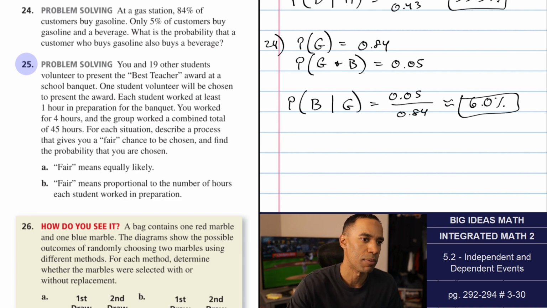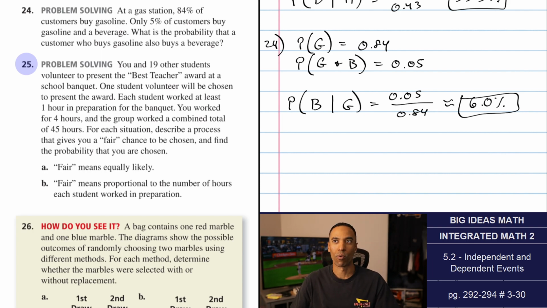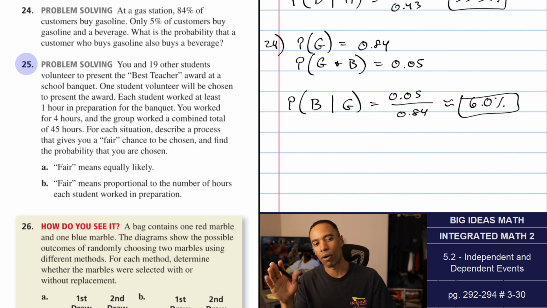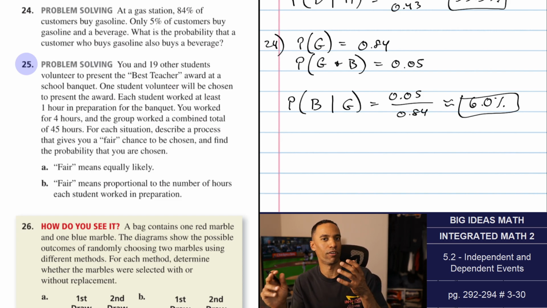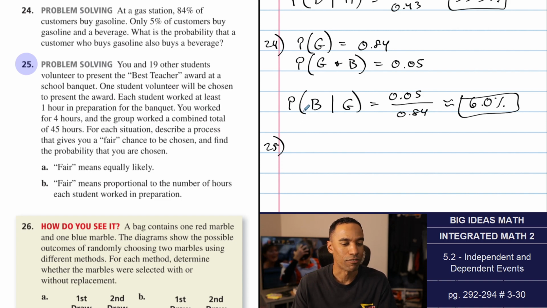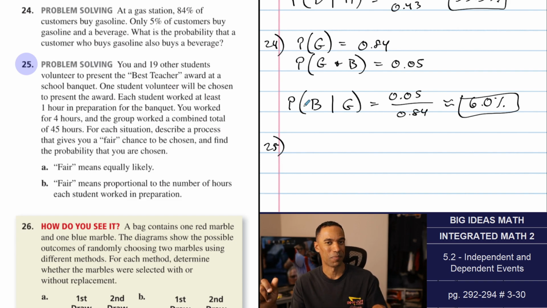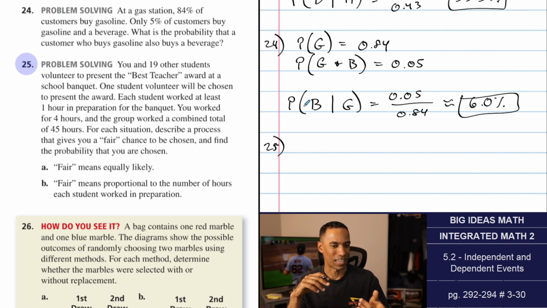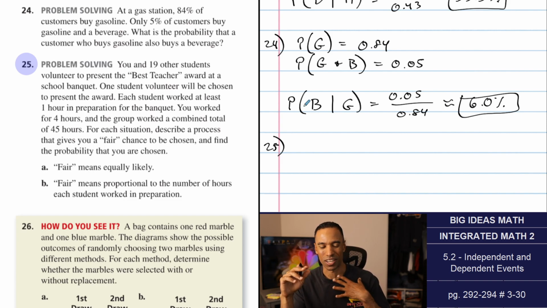I think the idea behind the fairness is, hey, if I worked half the time, then I deserve a 50% chance of going up there. Or, hey, I did all the work, so I should go up there. So you did 4 hours, and you get a 4/45 chance. That's the thought process to me here. Oh, sorry, they have two different ways to say fair. That's part B, so what I just said is part B. I did not read that at all. I thought I was supposed to come up with my own strategy. I'm sorry.